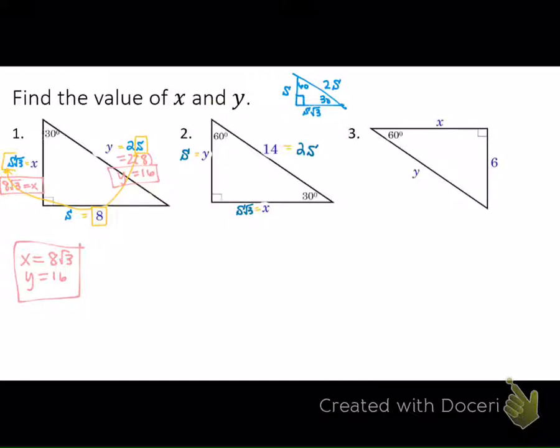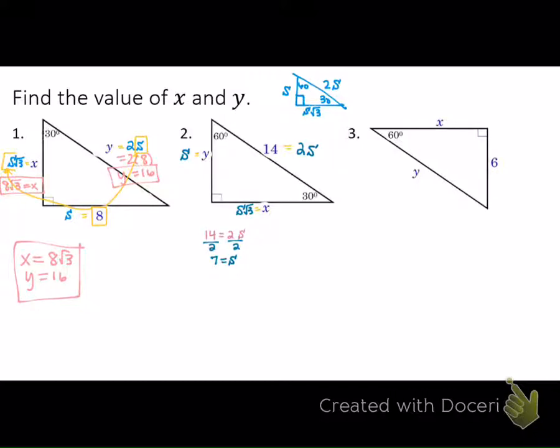How about S root 3 equals X? Can we solve anything there? No, we have 2 unknowns. How about 14 equals 2S? How many unknowns are in that statement? 1. So we can solve that one. So I'm going to write 14 equals 2S. Divide by 2, so that makes S 7.